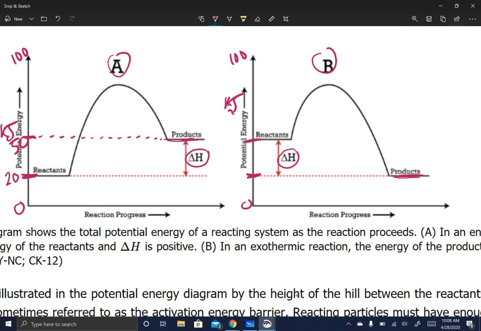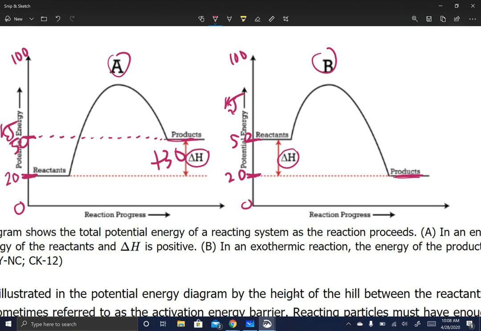So if you started with 20 and you end at 50, that means you gained energy, right? Energy is on the y-axis. You actually gained 30 kilojoules, positive 30. Whereas over here, let's say this is 50 and this is 20.